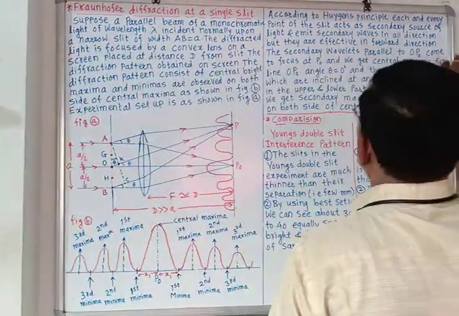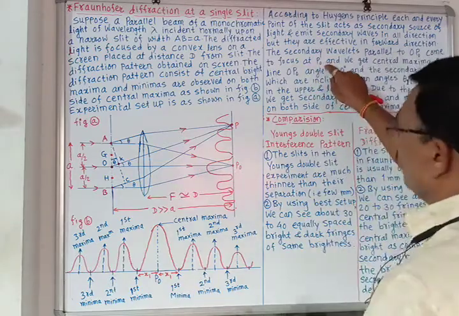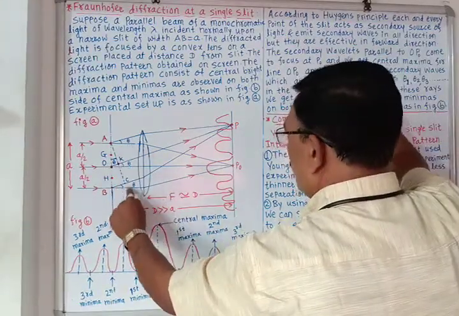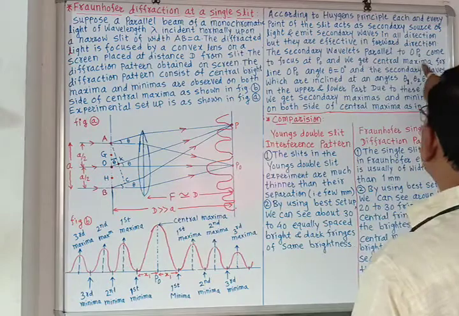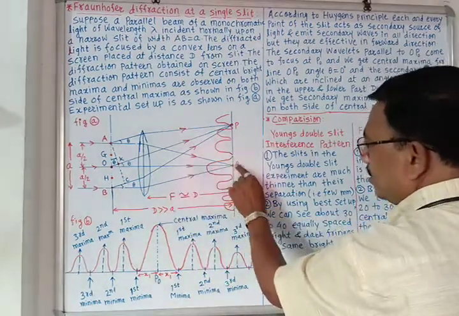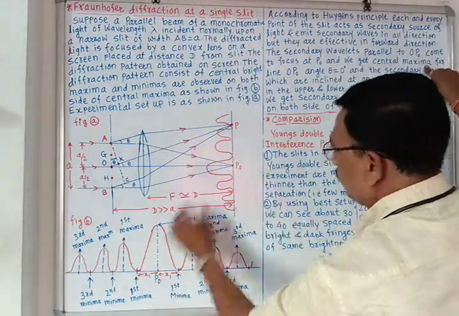Okay, rays parallel to OP0 come to focus at P0. These parallel rays come to focus at P0 and we get the central maxima P0. This one like this.